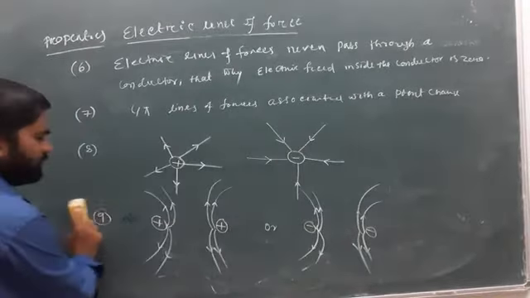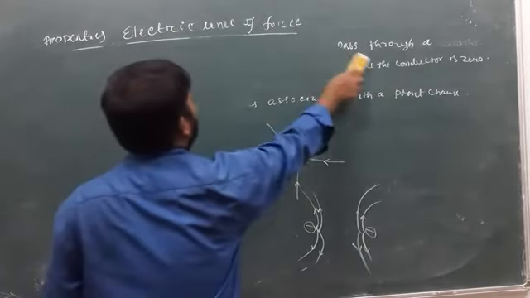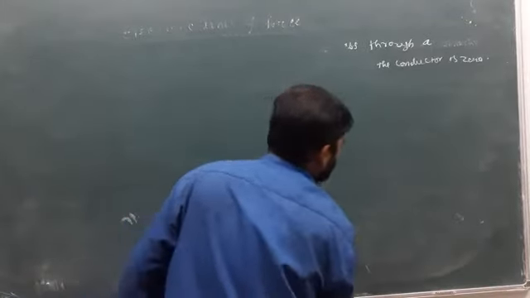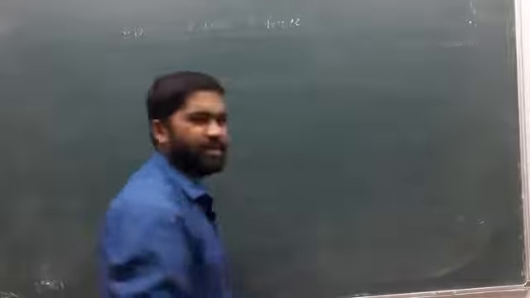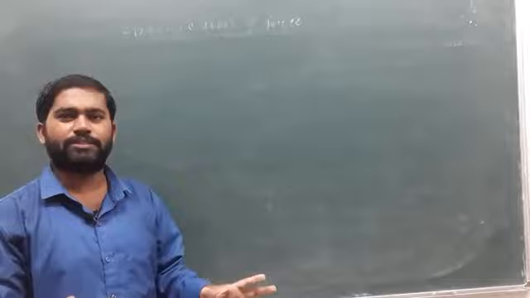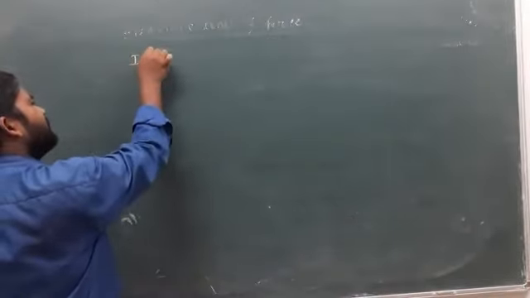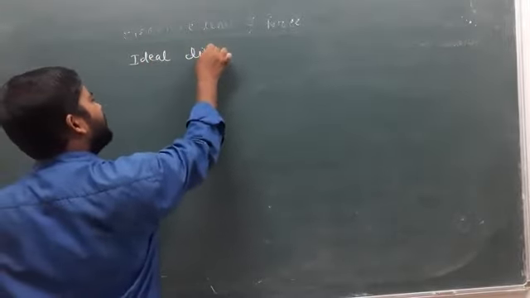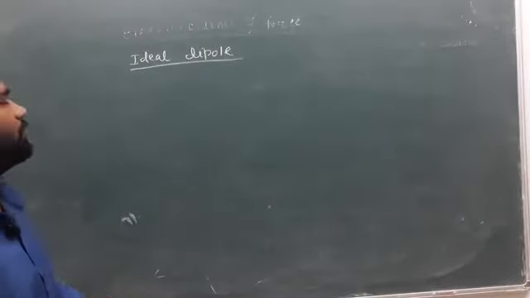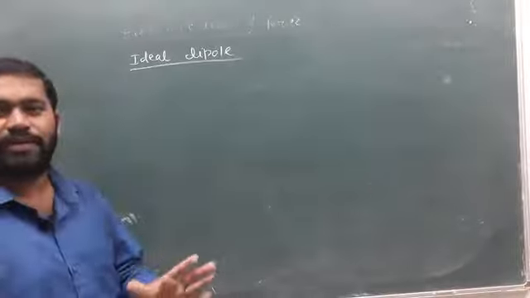An important thing on the electric dipole is: what is an ideal electric dipole? We know what a dipole is. An electric dipole means two equal and opposite charges separated by some distance. But what is an ideal dipole? An ideal dipole is also an electric dipole that can be defined as follows.